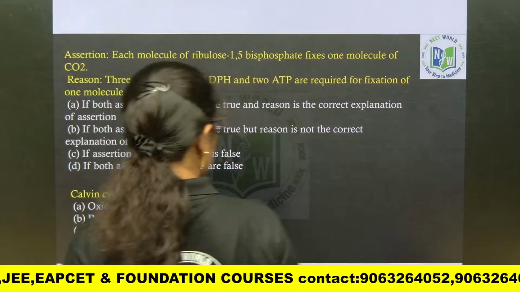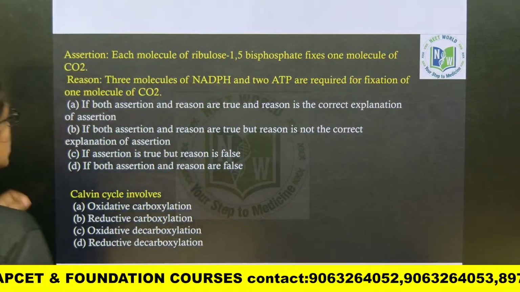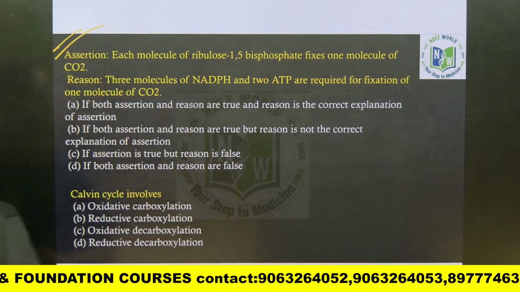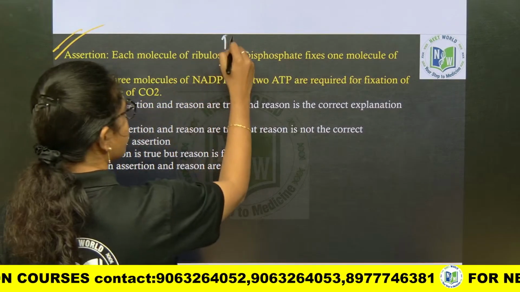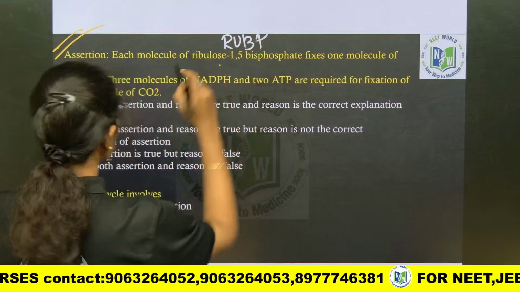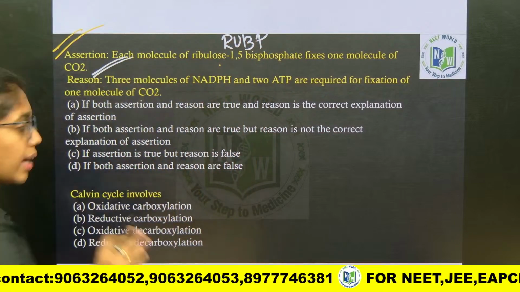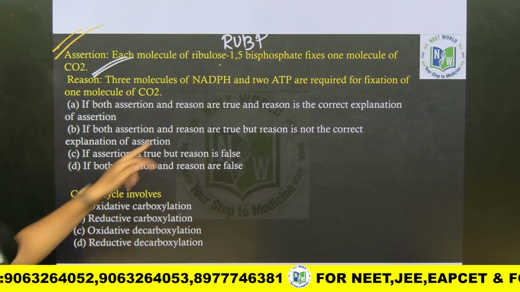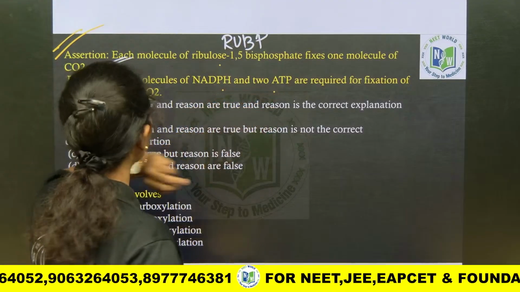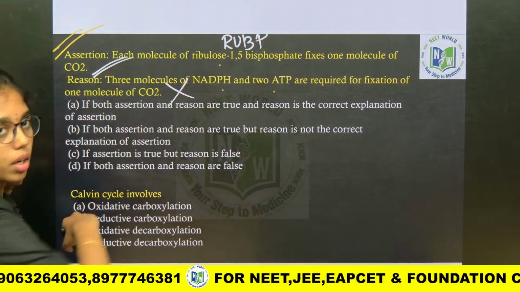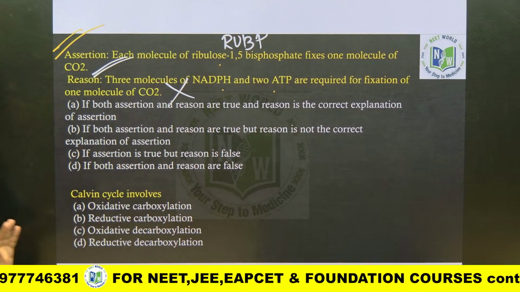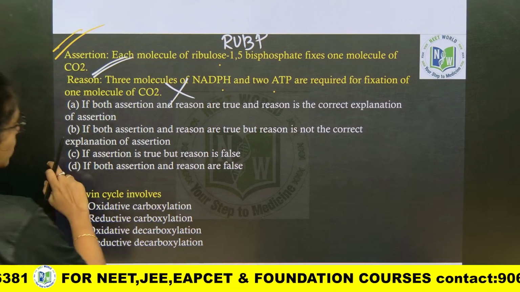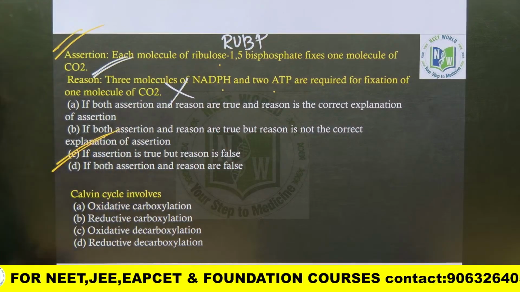Look into this again, an assertion reason question. Each molecule of ribulose 1,5-bisphosphate, that is RuBP, will fix 1 molecule of carbon dioxide. That is correct, no doubt in it. 3 molecules of NADPH and 2 ATP are required for fixation. Wrong. It is 2 molecules of NADPH and 3 molecules of ATP that are required. I think this question is repeated. It is of course option C.